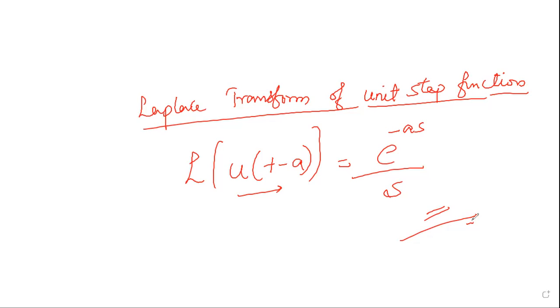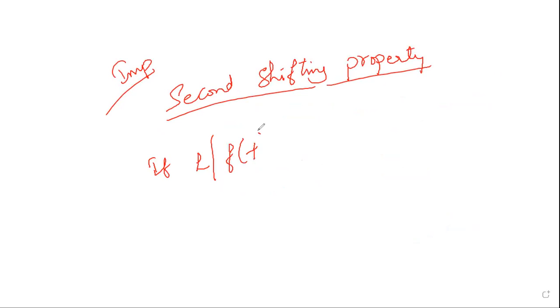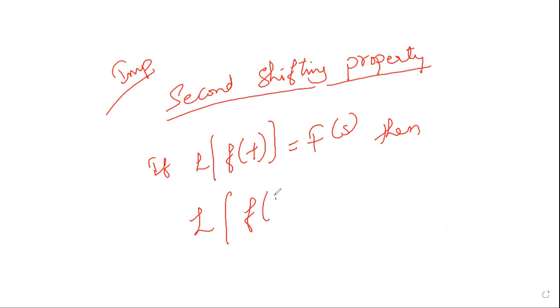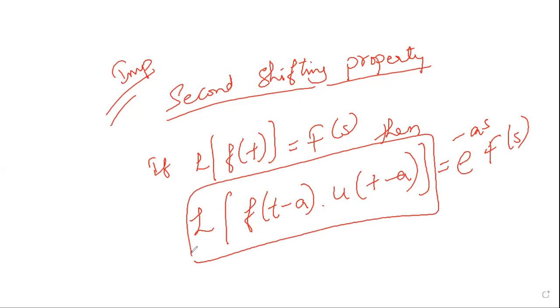And one more, we see property number 6, that is the second shifting property. This is the important one. The statement of this property is: if the Laplace transformation of f of t is equal to F of s, then the Laplace transform of f of t minus a into u of t minus a is equal to e to the power minus a s into F of s. So whenever we get f of t minus a and u of t minus a, we use the formula e to the power minus a s into F of s.